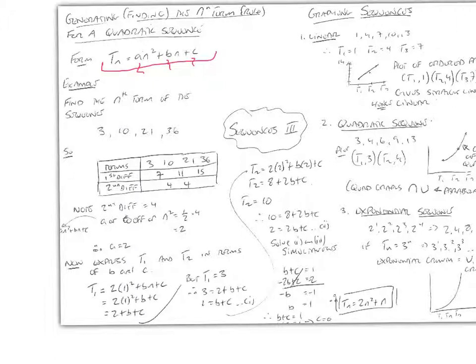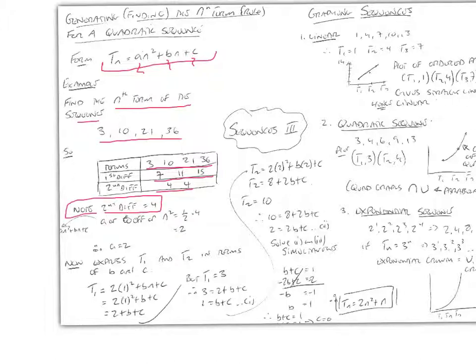So now we're not given the nth term rule, we're looking to find or generate it. So let's find the nth term of the sequence 3, 10, 21, 36. Okay, here are the terms. This is the first difference, this is the second difference. Okay, so now we know that the second difference is 4.